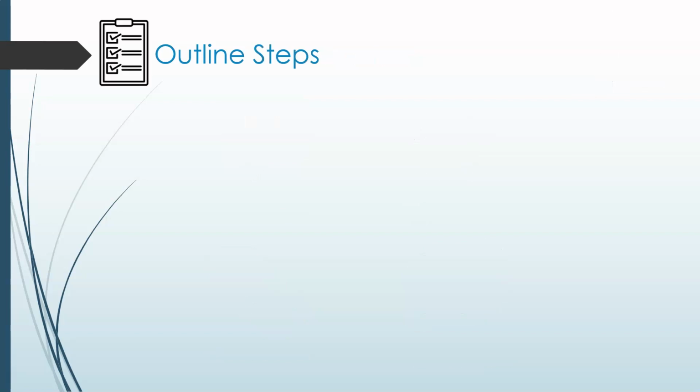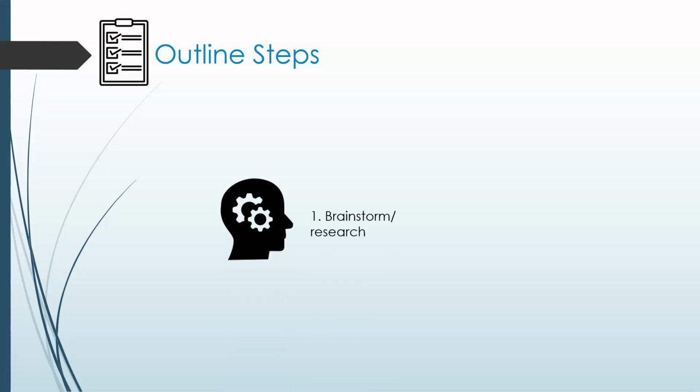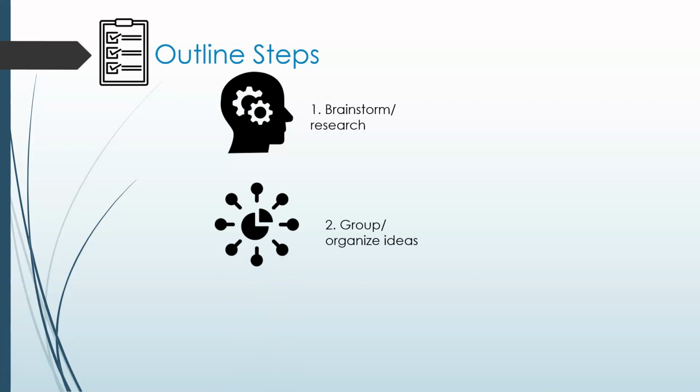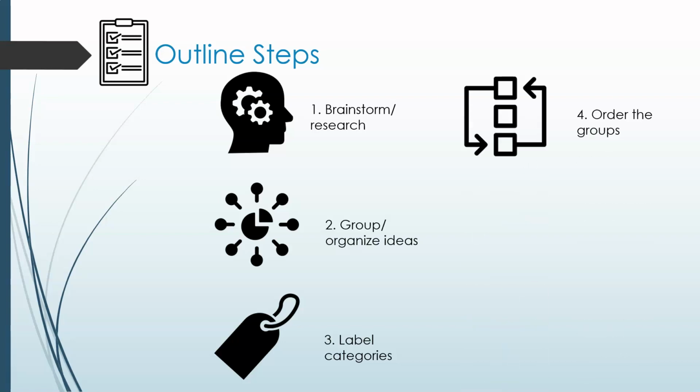Basically, to create an outline, you'll need to follow several steps, although they might be carried out in different ways. First, you'll need to brainstorm or research in order to generate ideas. You will then want to group or organize these ideas into sets or categories. And you will then label those categories so that you know what kind of general section you have. You can select the order that the sections will be presented, and finally, you're ready to write the outline itself.